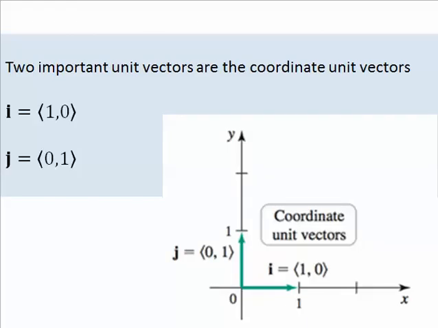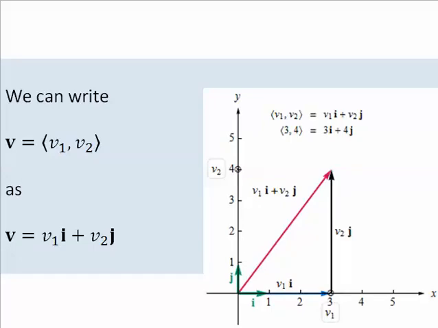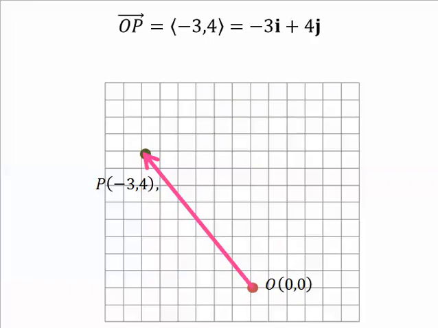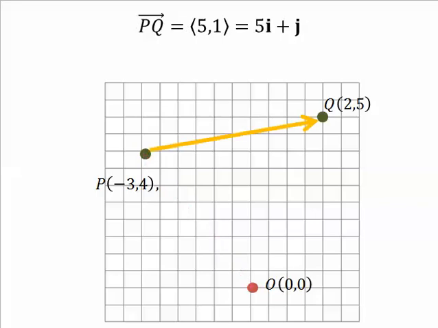Two important unit vectors are the coordinate unit vectors i and j. Vector v with components v1, v2 can now be written as v1 times i plus v2 times j. So the vector OP can be written -3i plus 4j. The vector PQ that we saw in part 1 can be written 5i plus j.